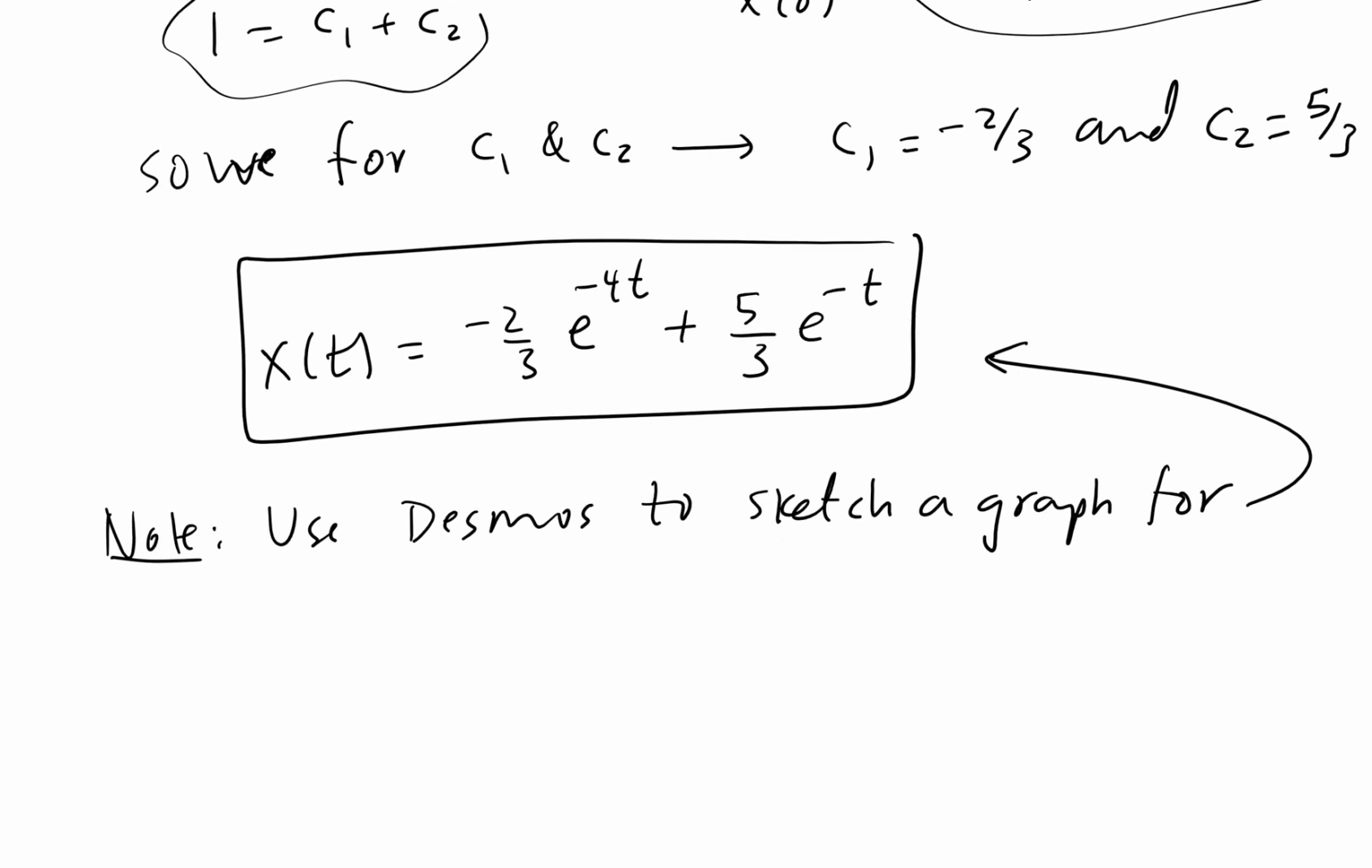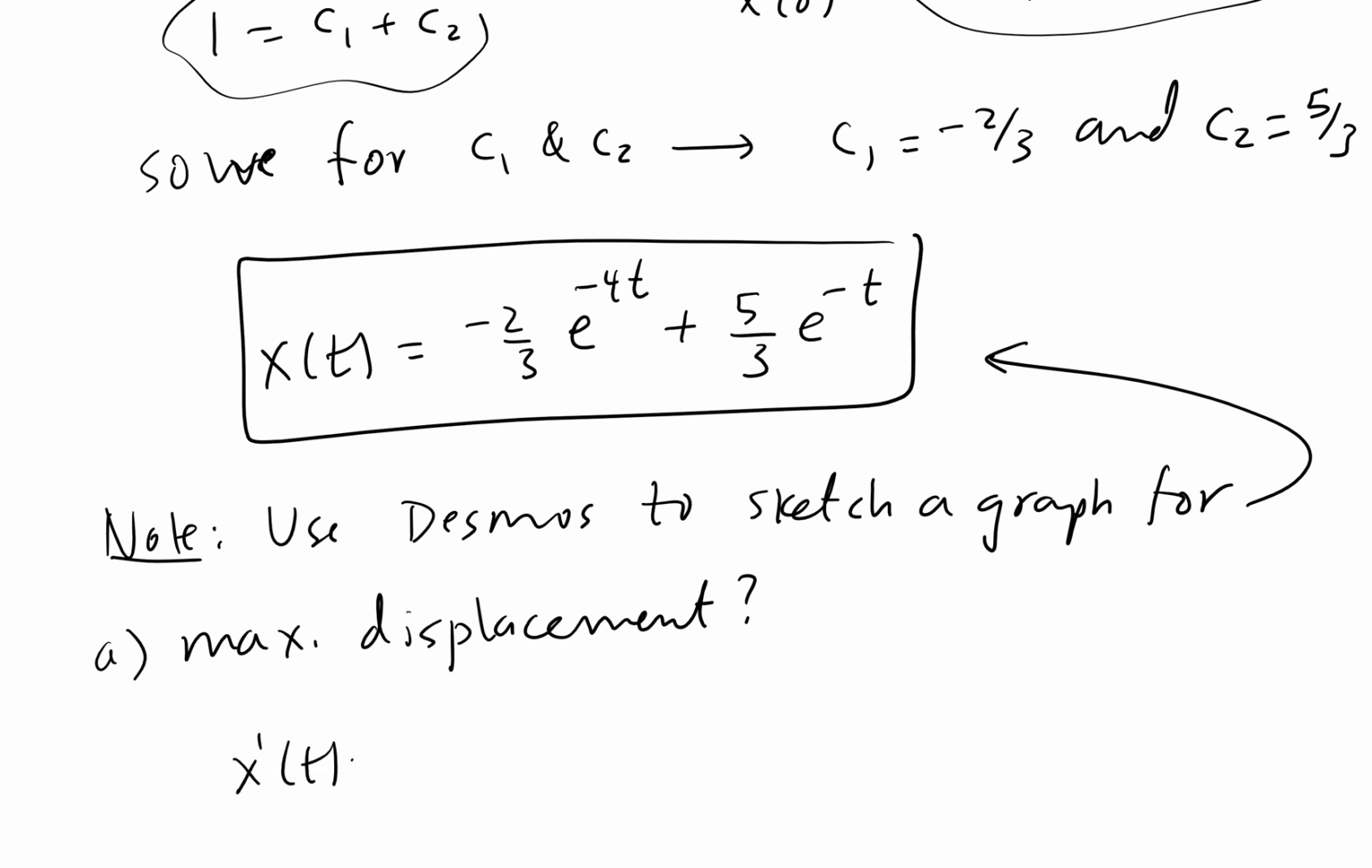Another thing I want to ask: what would be the maximum displacement for this motion? Well, maximum displacement means we need to find the derivative and set it equal to 0. So I take x prime, which is negative 2/3 times negative 4, that's 8/3 e to the negative 4t, minus 5/3 e to the negative t.